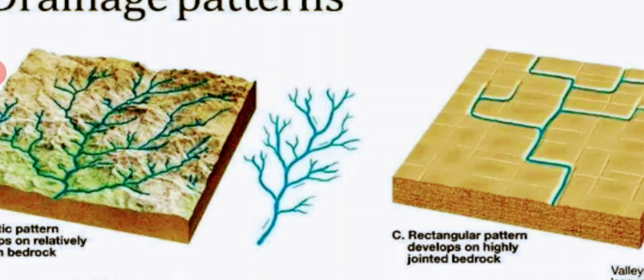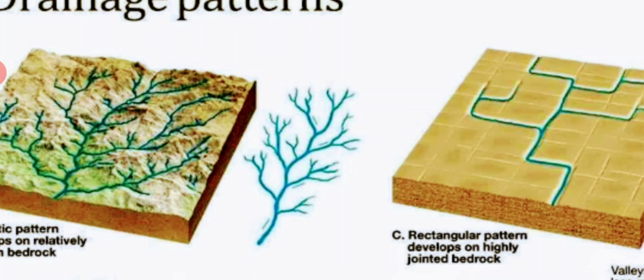Ganga and its tributaries form a dendritic pattern. This is a question given in your NCERT book, which pattern do Ganga and its tributaries form? So Ganga and its tributaries create a dendritic pattern because the tributaries of Ganga meet at random angles.